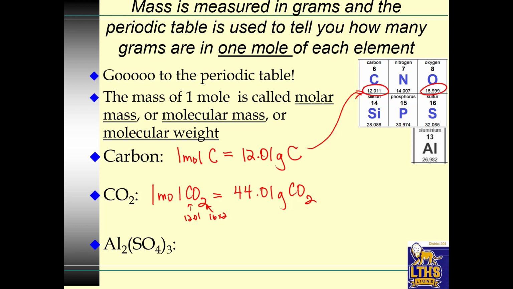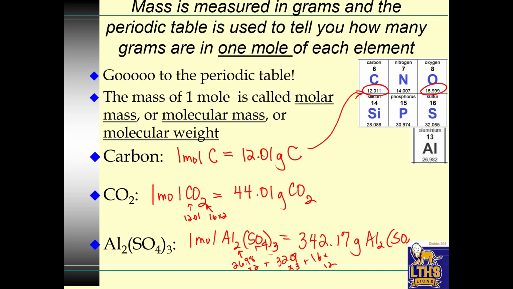Okay, let's try this one. Look how many things are in aluminum sulfate. So 1 mole of Al2(SO4)3, aluminum sulfate. Notice I have to write the whole chemical formula because that's its identity. We have 2 aluminums, 26.98 times 2, plus 3 sulfurs, 32.07 times 3, plus 12 oxygens, 16 times 12. I know that looks a little messy, but all I do is add that all up, and I get 342.17 grams of aluminum sulfate for every mole of aluminum sulfate. Okay? So, 1 mole of any substance is equal to its mass from the periodic table.